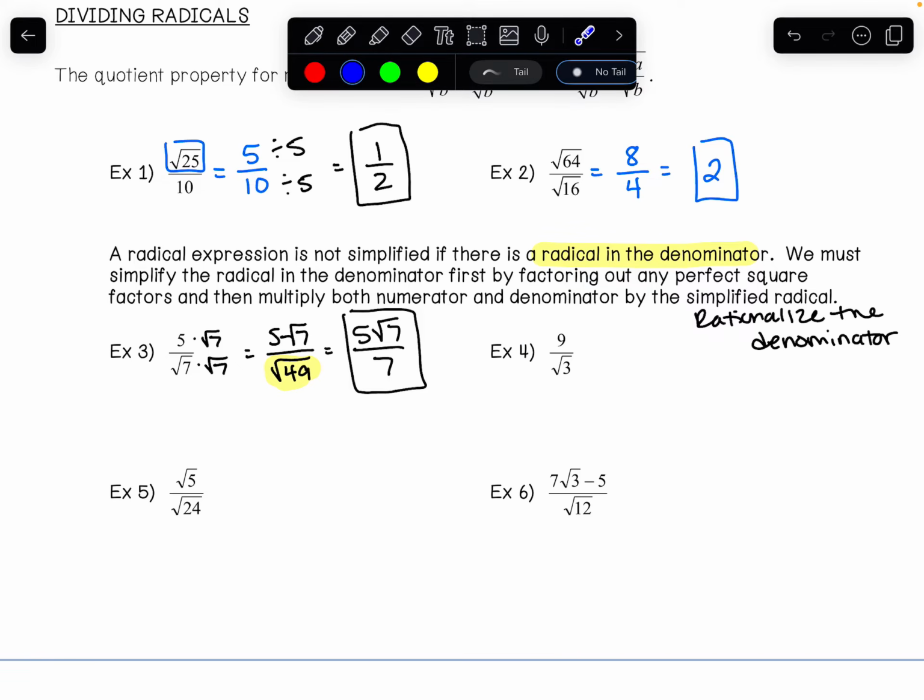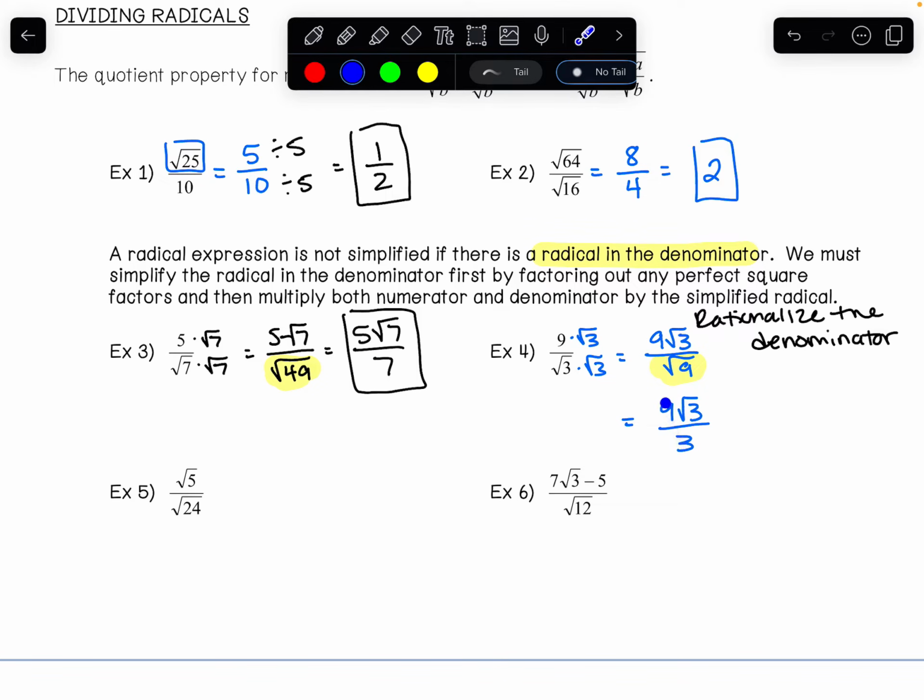We have 9 divided by the square root of 3. So here, to rationalize the denominator, I'm going to have to multiply both the numerator and the denominator by the square root of 3. So I'm going to have 9 square roots of 3 divided by the square root of 3 times the square root of 3, which is the square root of 9. And then in our denominator, what's the square root of 9? 3.